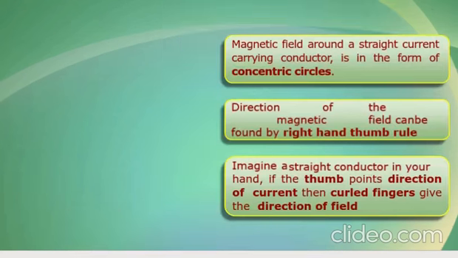Okay. Now, let's quickly summarize. So what did we study? The magnetic field around a straight current carrying conductor is in the form of concentric circles. When there is a straight conductor, the fields will be concentric circles. The direction of the field and the current can be found by the RHT rule, right hand thumb rule.